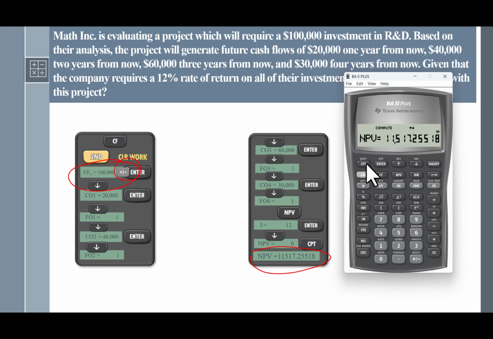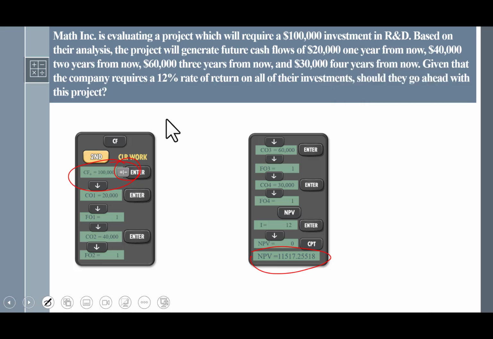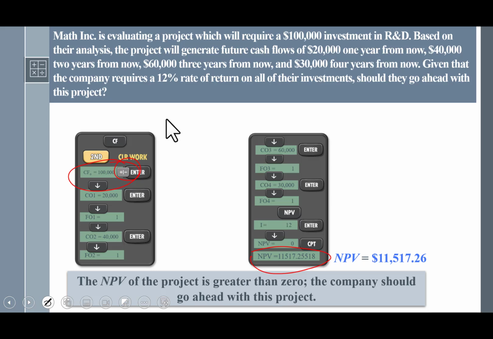So if you want to know the discounted cash flow for all future investment or future inflow, all you have to do is add 100,000 to the net present value, and you have the correct answer. Okay, so since it's greater than 0, it's positive, it's a good investment.